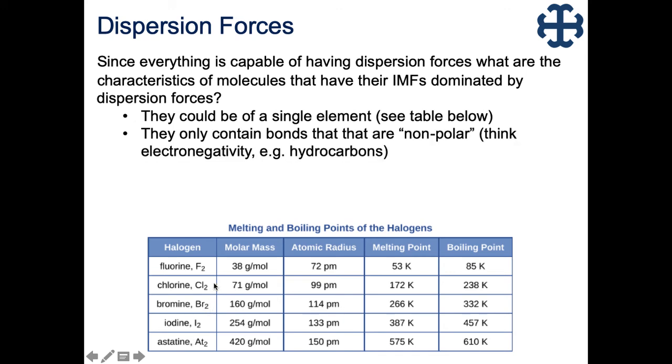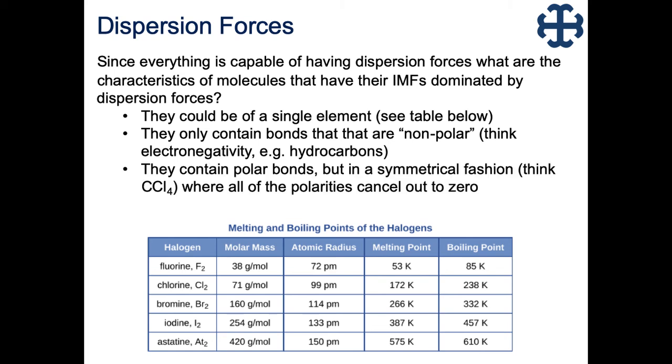They only contain bonds that are nonpolar, so things that have matching electronegativities. If they're not the same elements, things like hydrocarbons, things that only contain hydrogen and carbon, are another example of that. And then they can contain polar bonds, but in a symmetrical fashion. So something like CCl4, where all of our dipoles cancel out to 0. That is another example.